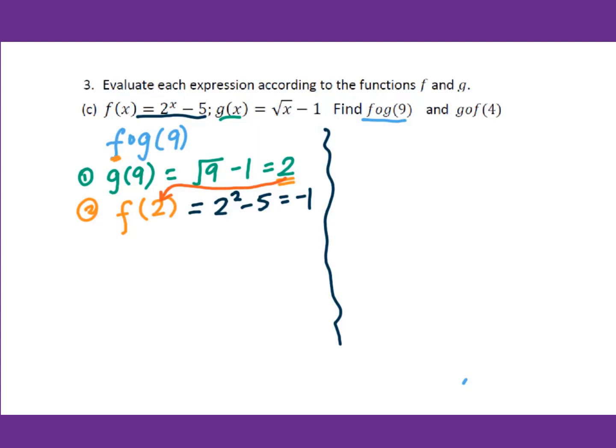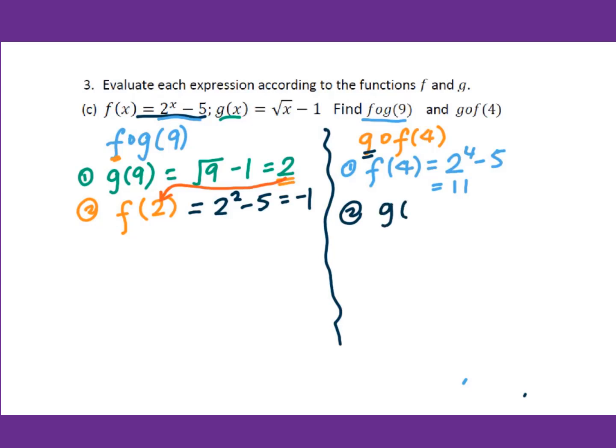Now let's go to g of f of 4. Inside first, so we're working on f of 4 first. You will get 2 to the 4th power minus 5. That's the f function. You'll get 11. Then we go to the g function. g of 11. We plug 11 into the g function. We get the square root of 11 minus 1.